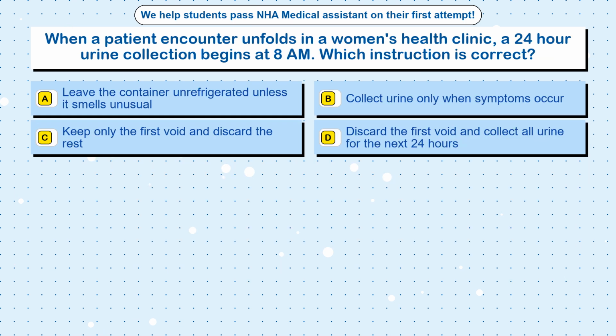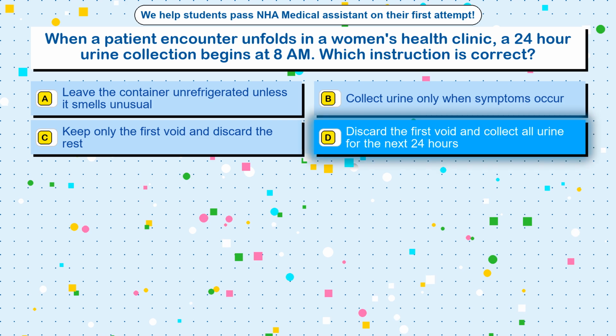Question 38. When a patient encounter unfolds in a women's health clinic, a 24-hour urine collection begins at 8 a.m. Which instruction is correct? Option A. Leave the container unrefrigerated unless it smells unusual. Option B. Collect urine only when symptoms occur. Option C. Keep only the first void and discard the rest. Option D. Discard the first void and collect all urine for the next 24 hours.